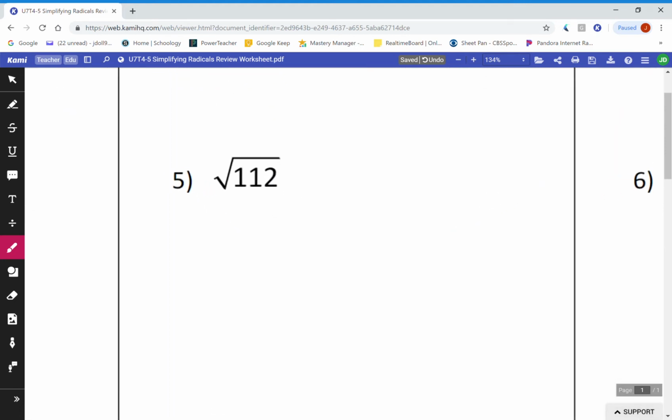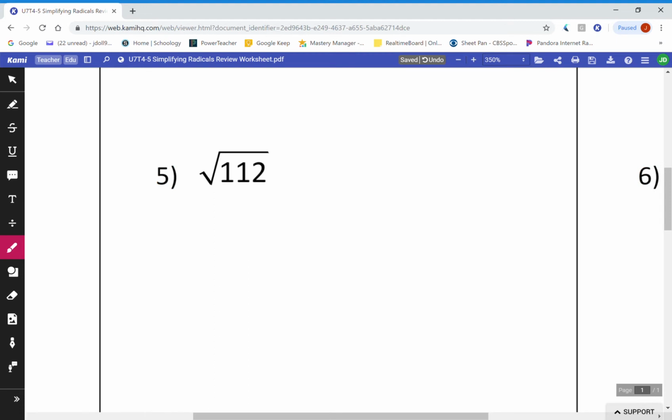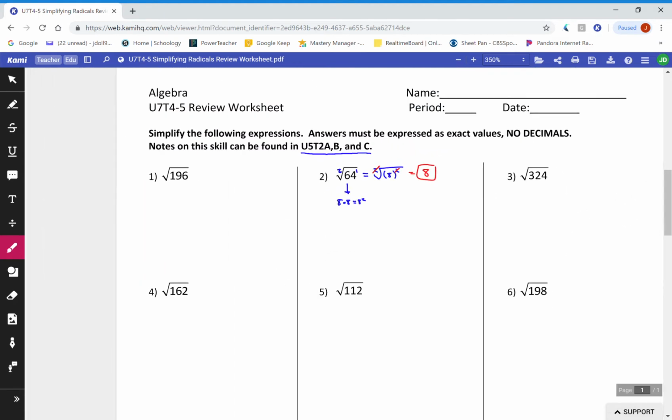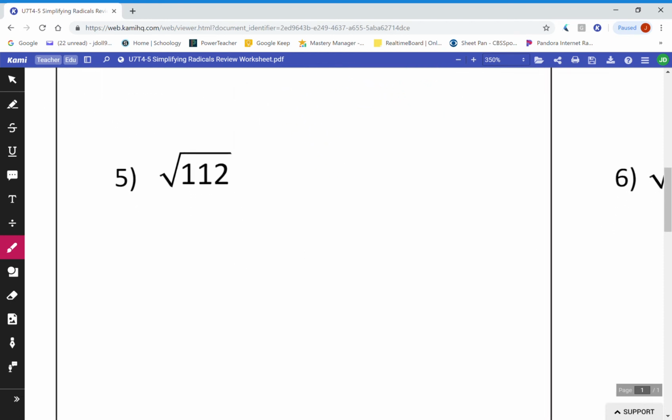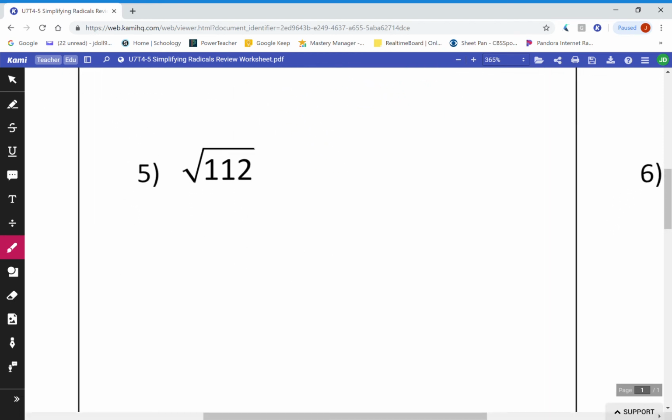And number 5. Now, if you try and simplify number 5 the same way we did number 2, you're going to be in trouble. Because when you put the square root of 112 in your calculator, you are going to get a decimal. And if you look at the directions up top, your answers must be expressed as exact values, no decimals. When your calculator gives you a decimal, it's a rounded number. It is not an exact value.